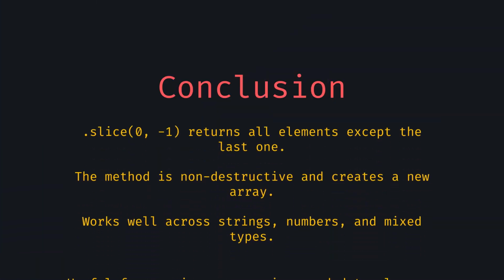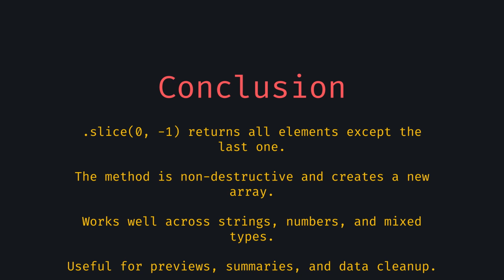This is a clean, readable solution using a single line of code. It is memory safe and does not touch your original array. Now you know how to exclude the last element in JavaScript.